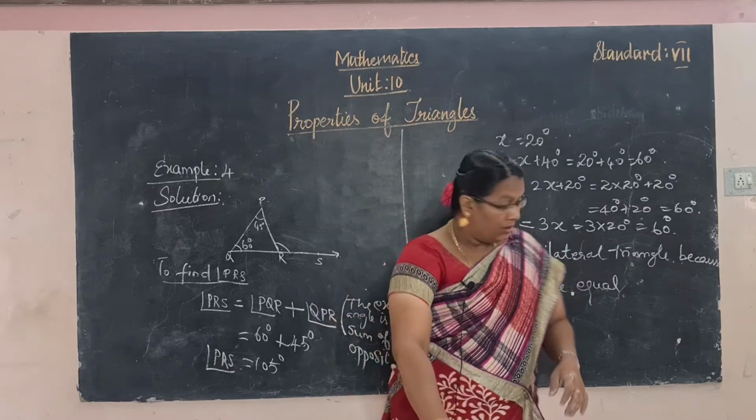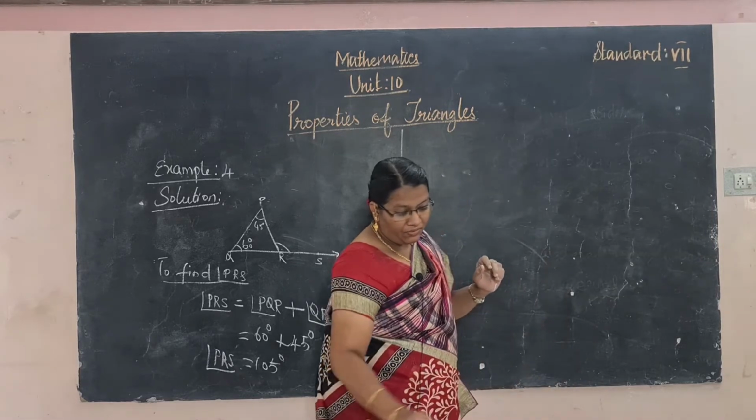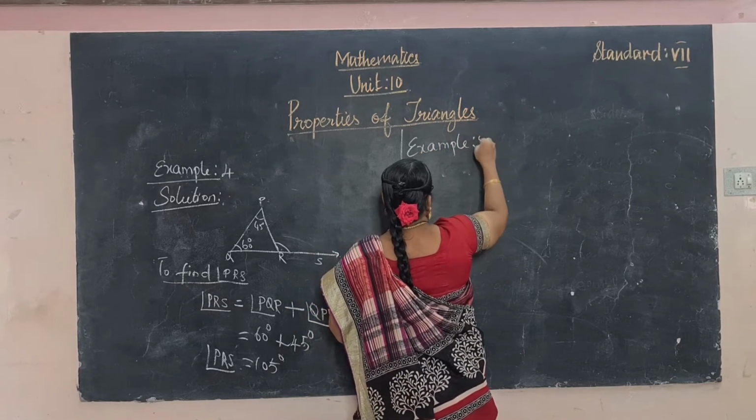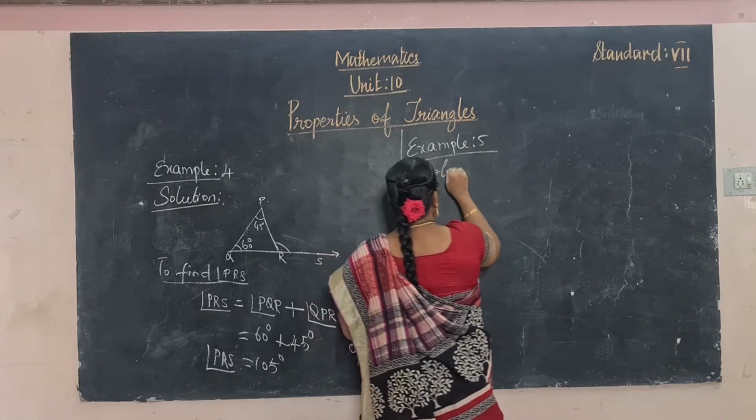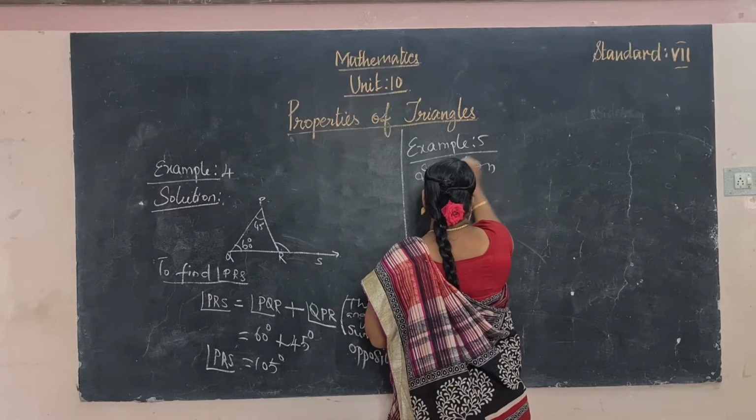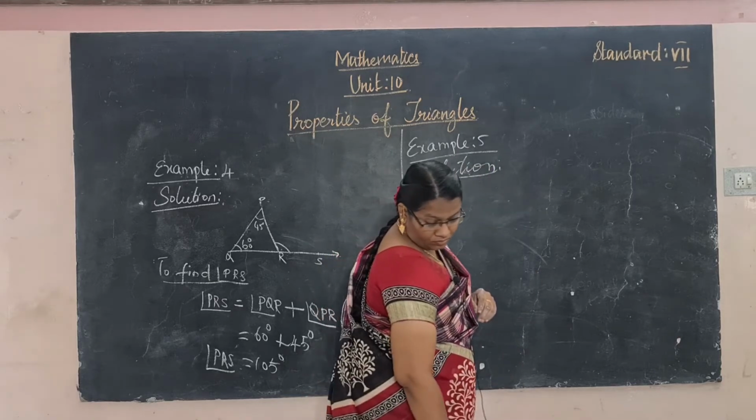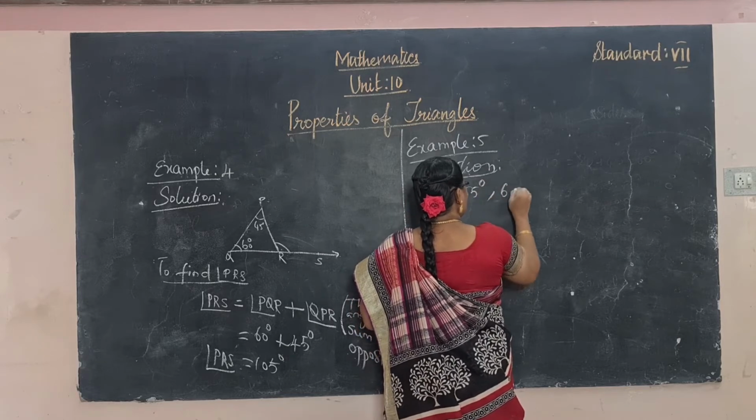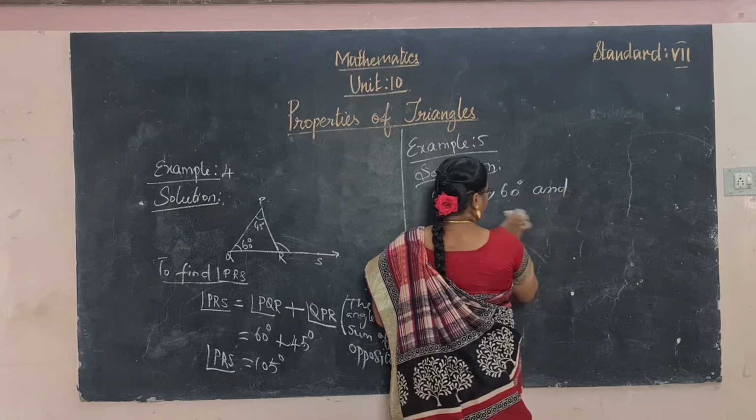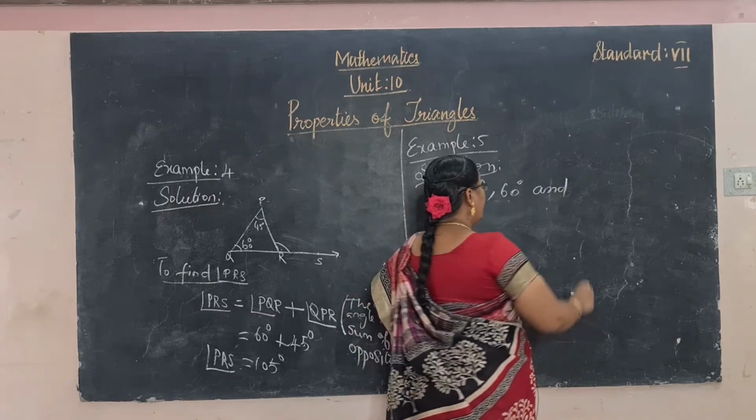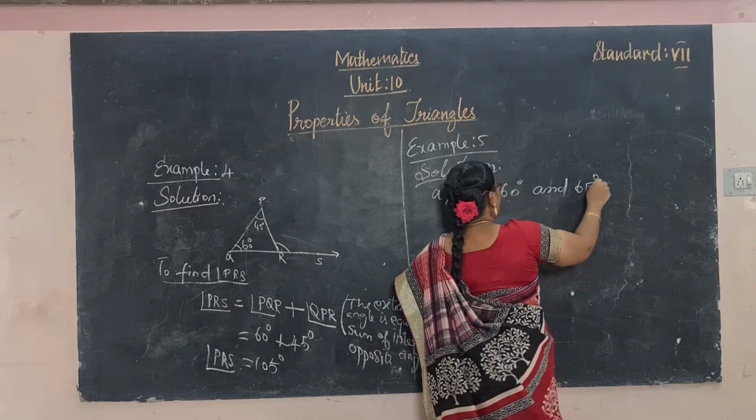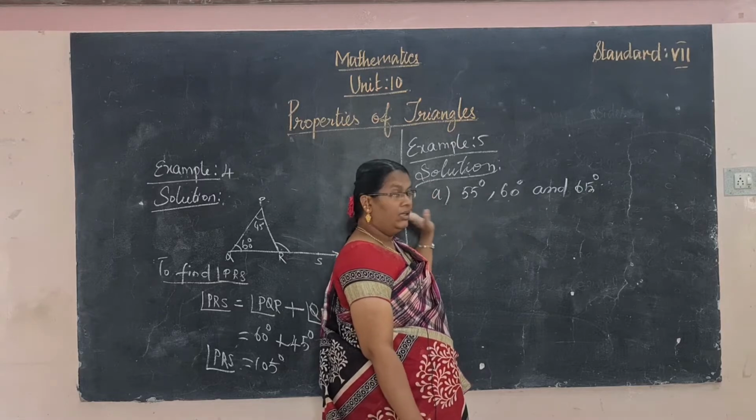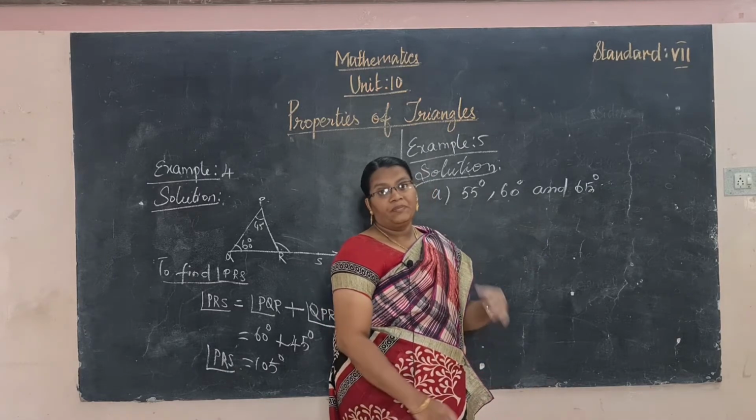Okay, check the first one, example 5. The first one, 55 degree, 60 degree and 65 degree. Okay, 3 angles are given. We have to verify whether using these angles we can make a triangle or not.